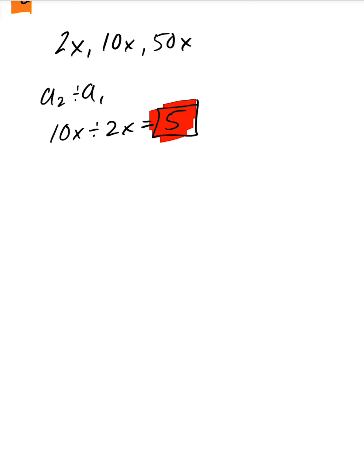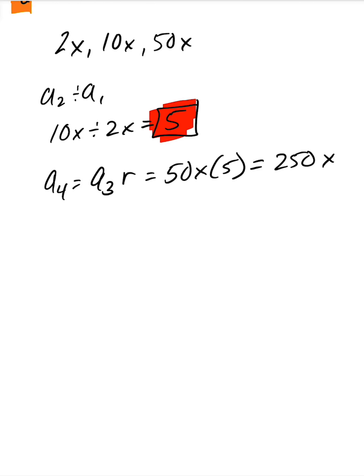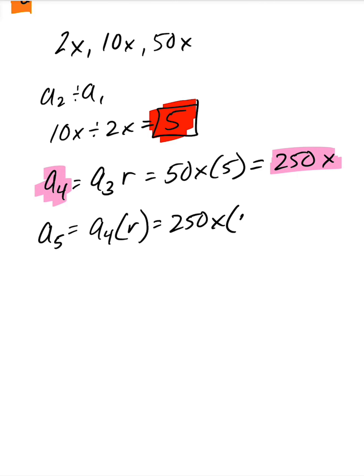Just like before, if I want to find my fourth term, I will do my third term times my ratio, which is 50x times 5, and that'll give me 250x. And that is the value of my fourth term. One more time, to find my fifth term, I multiply my fourth term by my ratio, which is 250x multiplied by 5. That will give me 1250x. And that's that concept right there. So that's finding my common ratio and my next three terms in my geometric sequence.